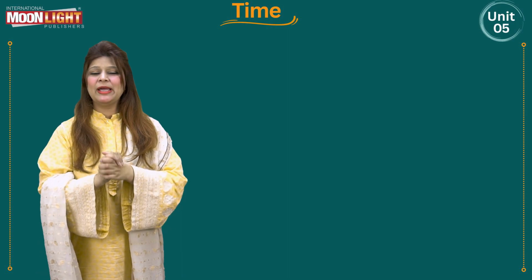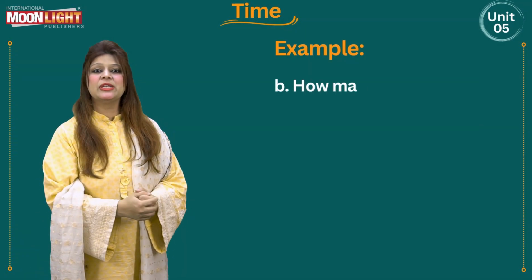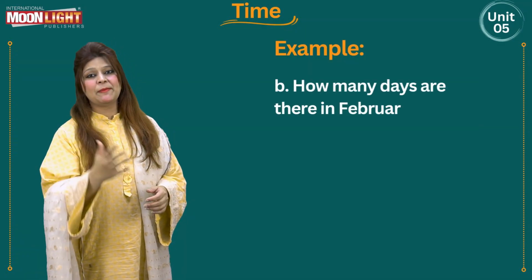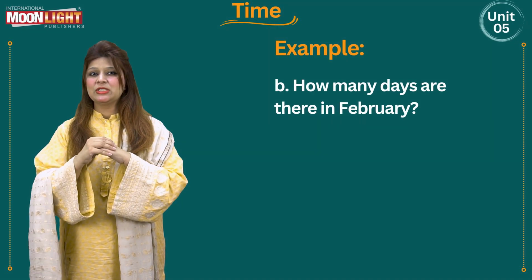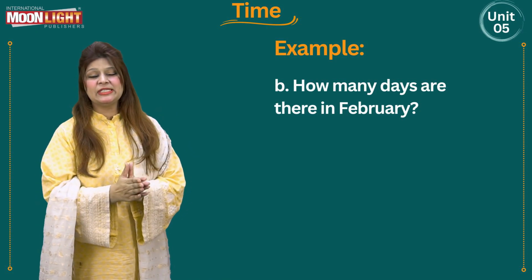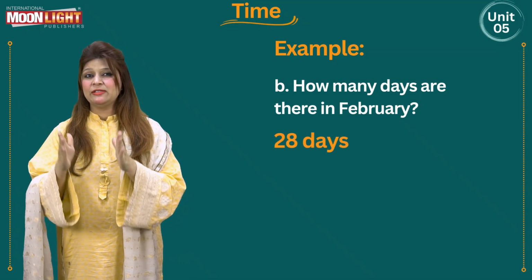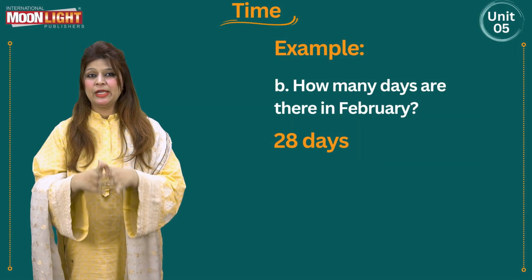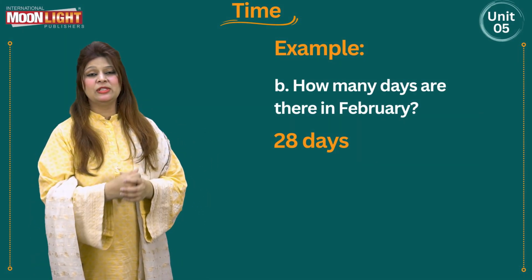Now, for my second part: how many days are there in February? You can just check this calendar. Here you can see that there are 28 days. So we are going to write 28 days right here on this blank.